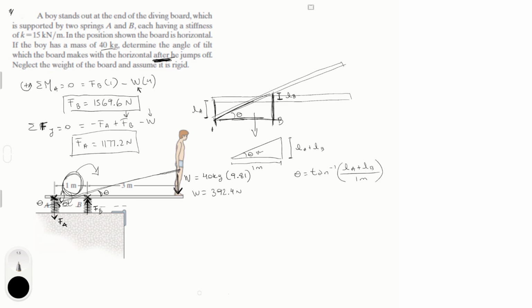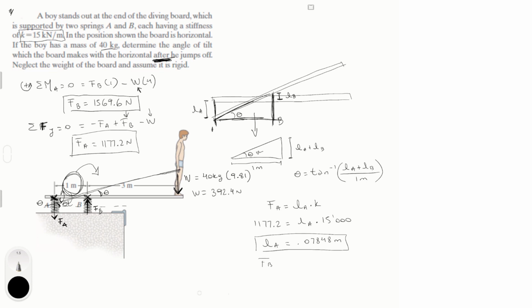So that being said, let's find LA and LB, which is really easy because we do have the forces. You know that F of A is equal to LA times K, which is a constant that is given right here. So F of A, which is 1177.2, is equal to LA, which is what we're trying to find, times K, which is 15K. So LA is equal to 1177 divided by 15,000, which is 0.07848 meters.